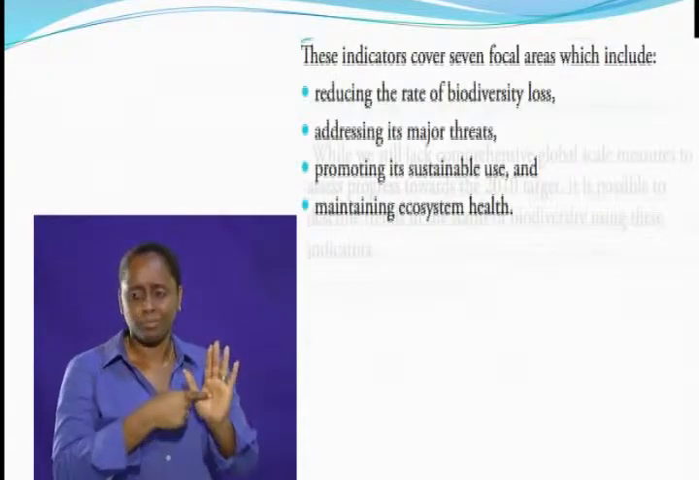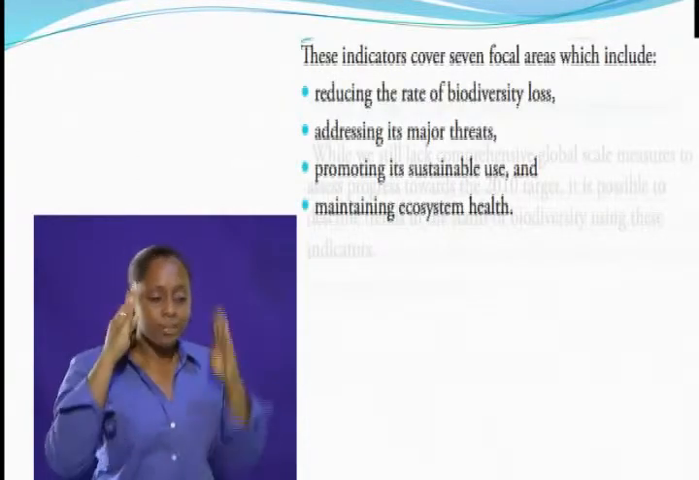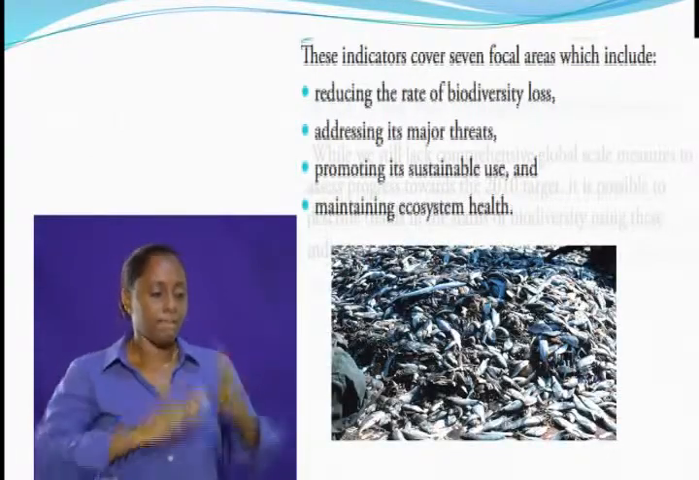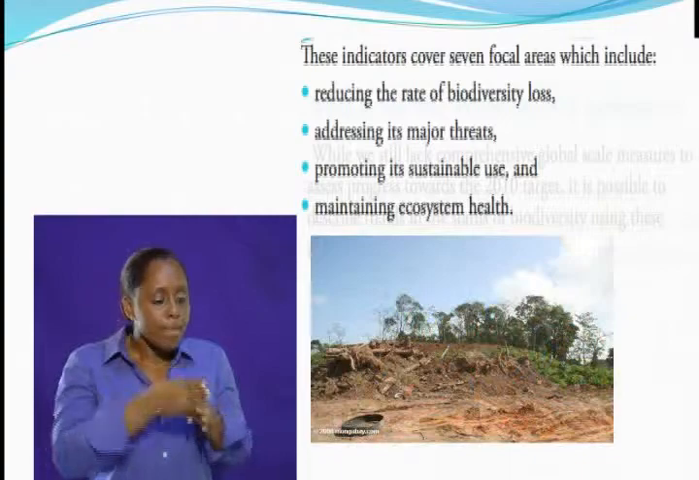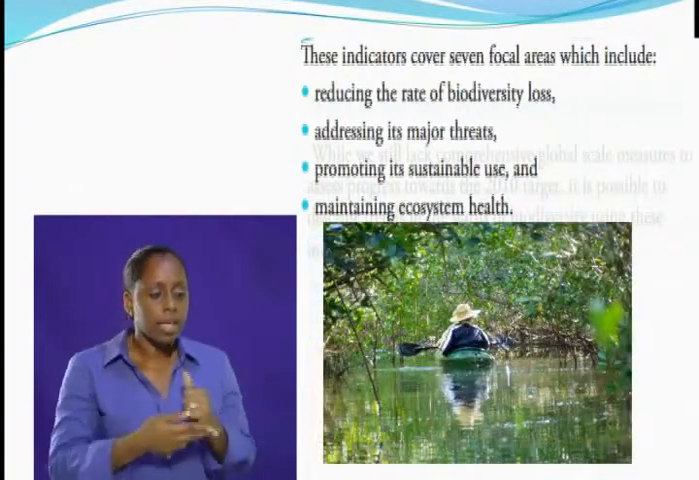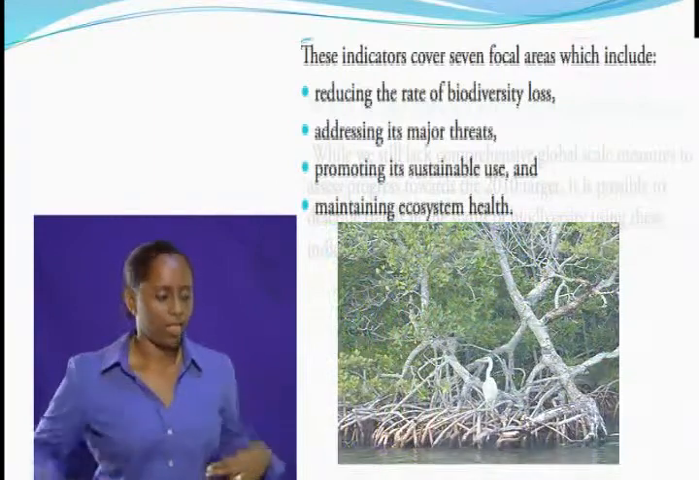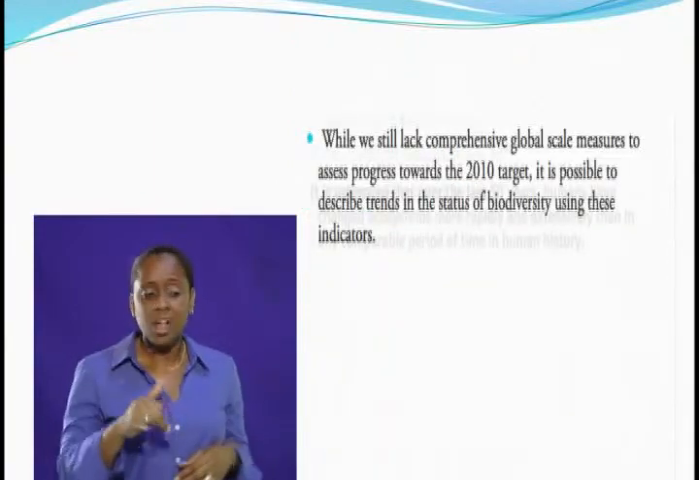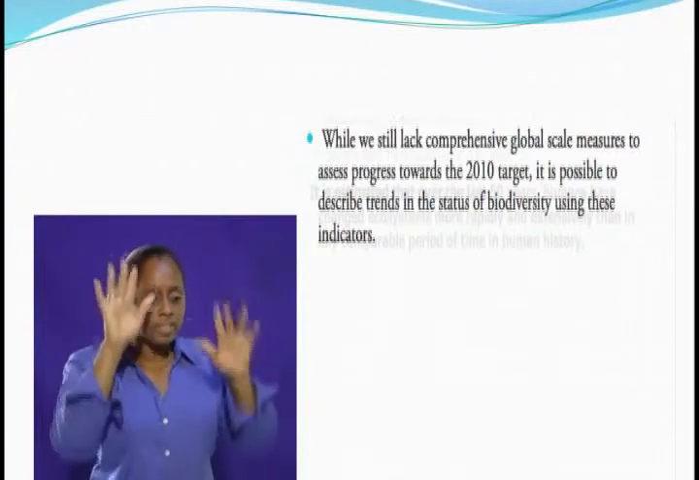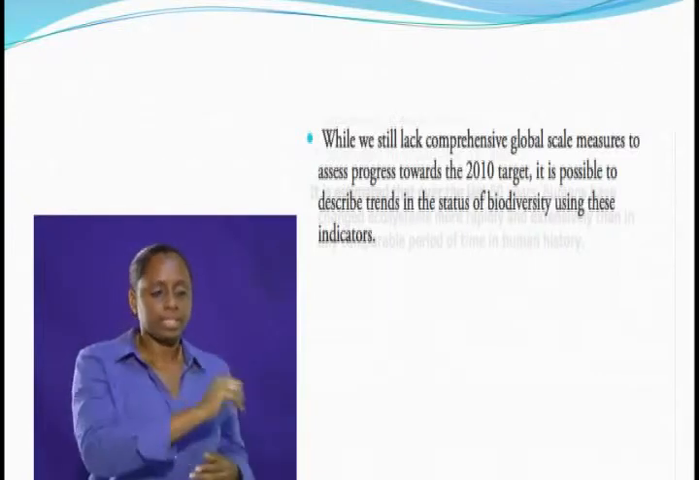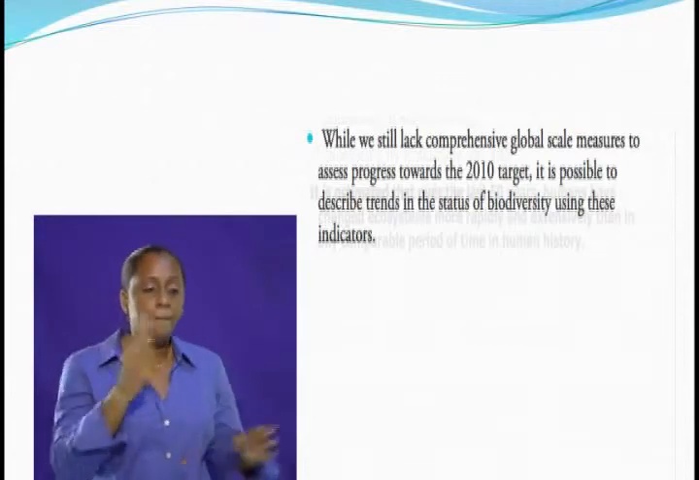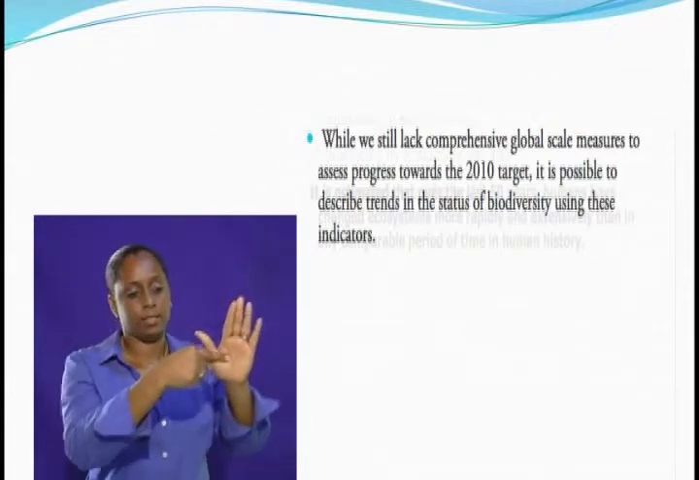These indicators cover 7 focal areas, which include reducing the rate of biodiversity loss, addressing its major threats, promoting its sustainable use, and maintaining ecosystem health. While we still lack comprehensive global-scale measures to assess progress towards the 2010 target, it is possible to describe trends in the status of biodiversity using these indicators.